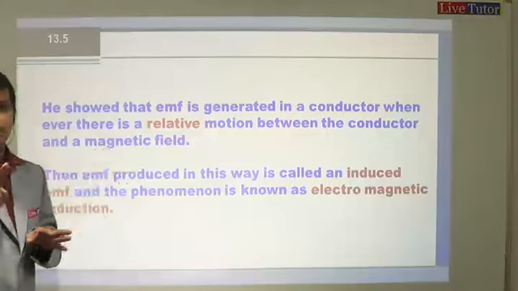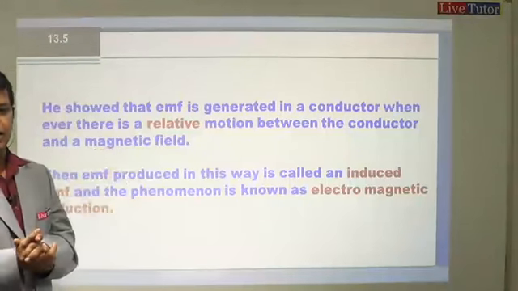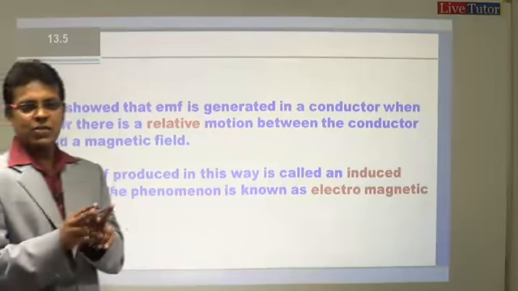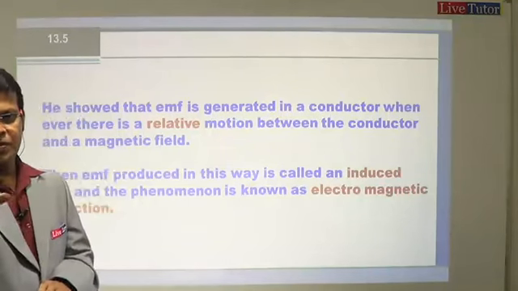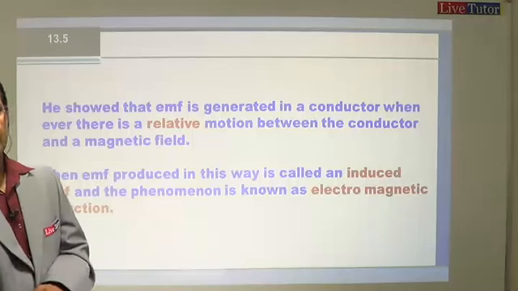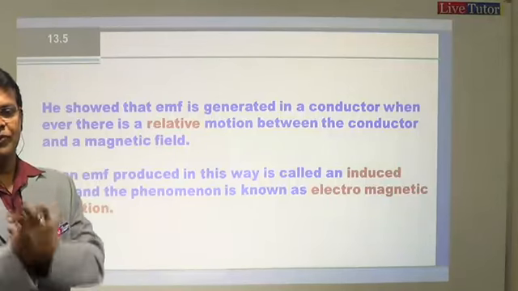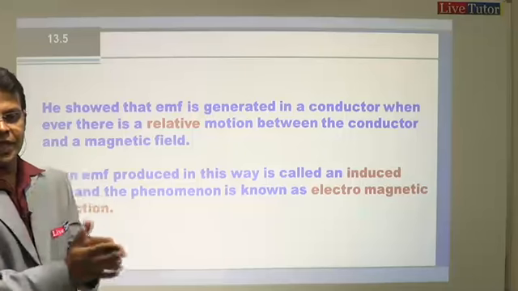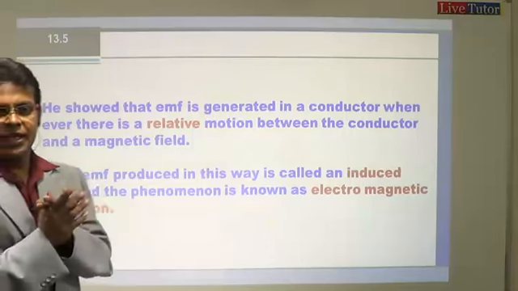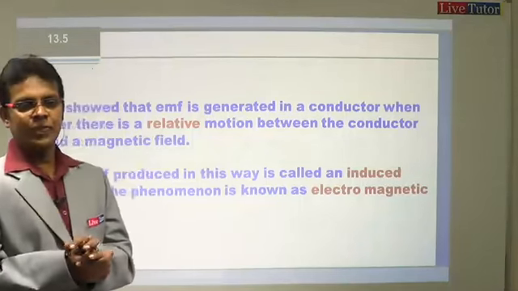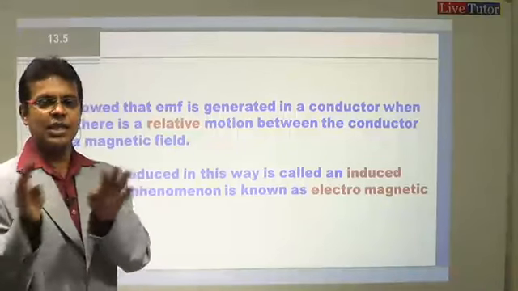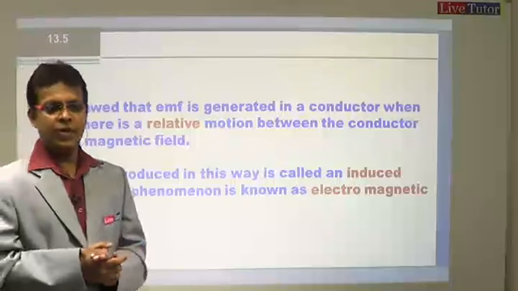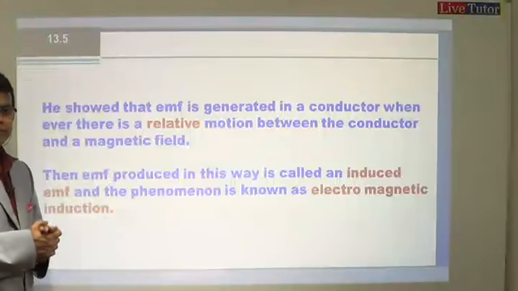Here we are talking about two things, a conductor and a magnetic field. Now there are two possibilities: the conductor can move, or the magnetic field can change. When the magnetic field is changing, the conductor is not moving. When the conductor is moving, the magnetic field is not changing. We call this relative motion. Have you got it?